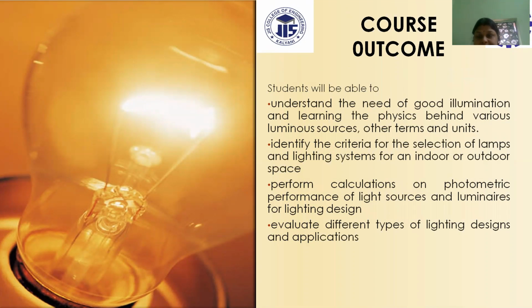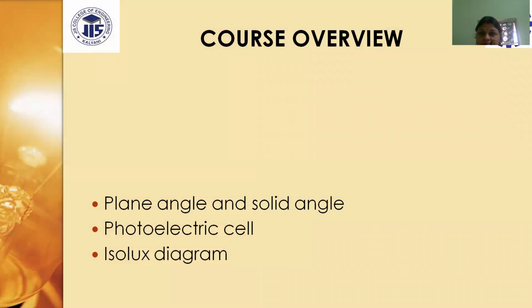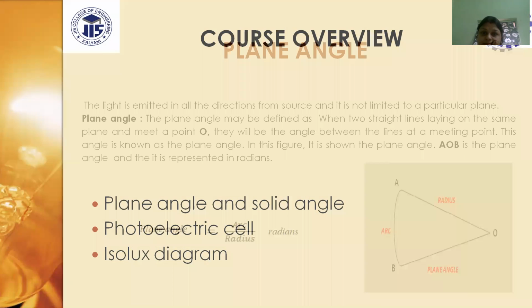Next, course outcomes. Understand the need of good illumination and learning the physics behind various luminous sources, other terms and unit. Students will be able to identify the criteria for the selection of lamps and lighting system for an indoor and outdoor space. They can perform calculations on photometric performance of light sources and luminaires for lighting design. They can evaluate different types of lighting designs and applications. Course overview: plane angle, solid angle, photoelectric cell, isolux diagram.